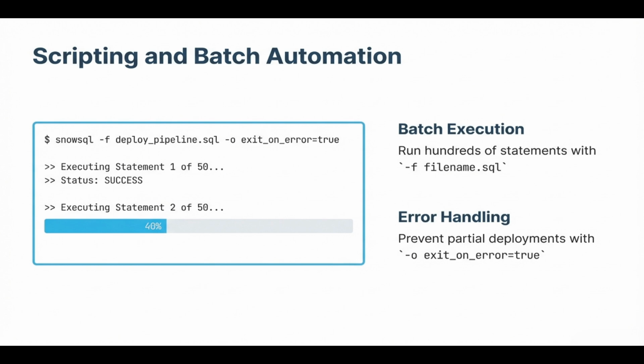Now let's look at scripting and batch automation in Snowflake using SnowSQL. SnowSQL allows you to run entire SQL files instead of executing statements one by one. Using the -f option, you can execute hundreds of SQL statements in a single run, perfect for deployments, migrations, and scheduled jobs. An important best practice is error handling. By using -o exit_on_error=true, SnowSQL will immediately stop the execution if any statement fails. This prevents partial deployments and keeps your environment consistent.